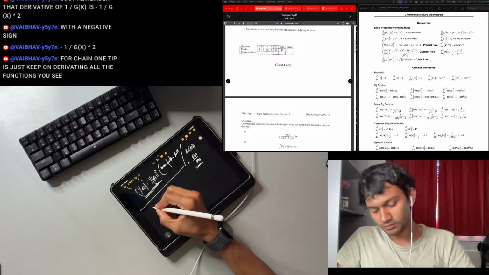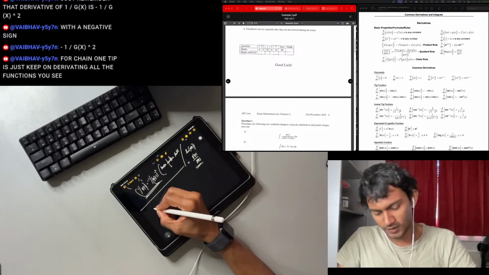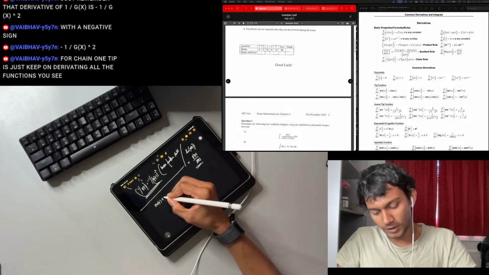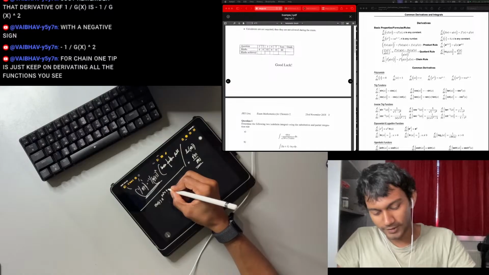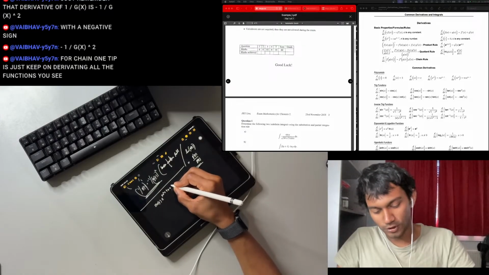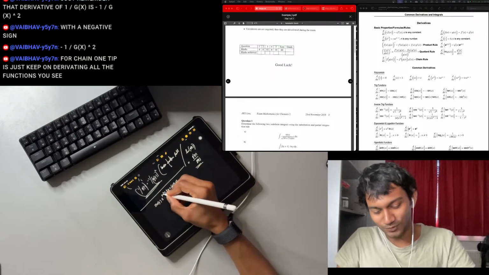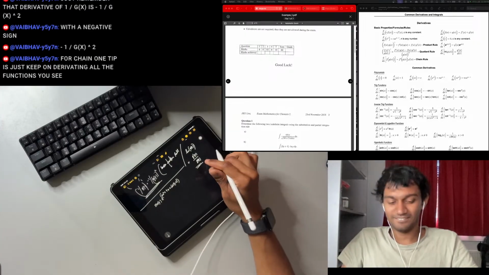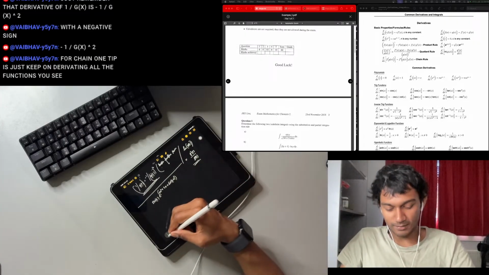One of the worst chain rules looks like this. Sine x multiplied by e raised to 3x squared plus 4x plus cos 2x. What? If I get something like that, I'm like, yo.